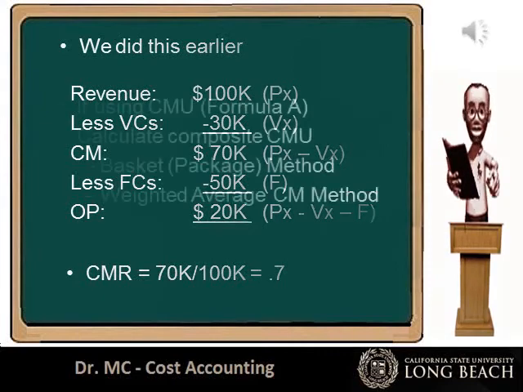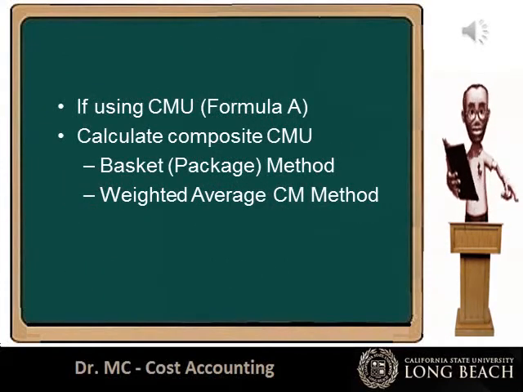If you want to use Formula A, then you need the contribution margin per unit that reflects all of your firm's products. We can calculate this by using one of two approaches. You can either use the basket method or you can use the weighted average method.